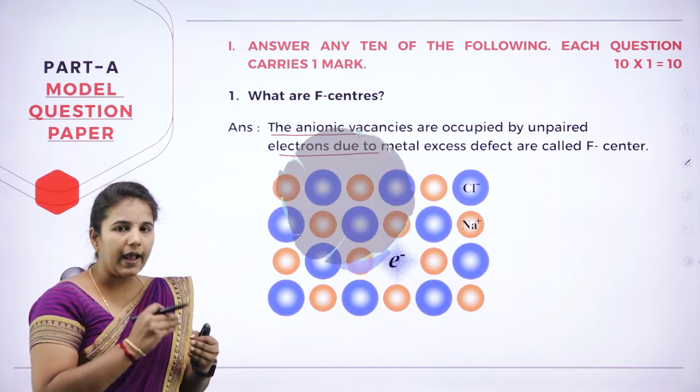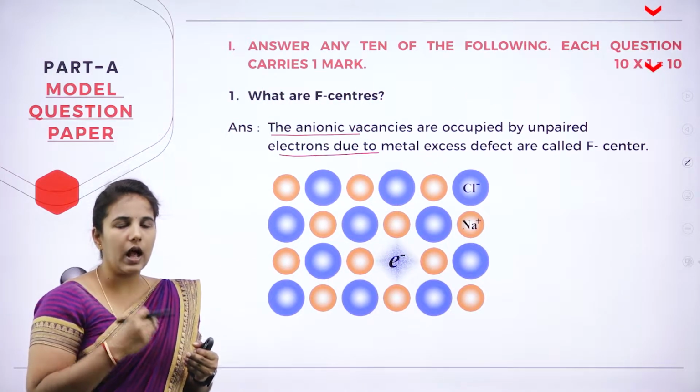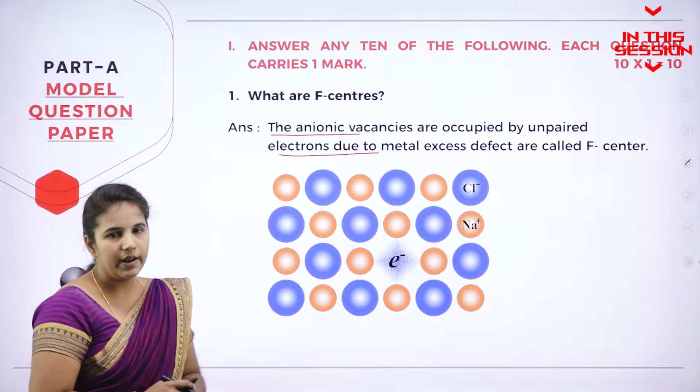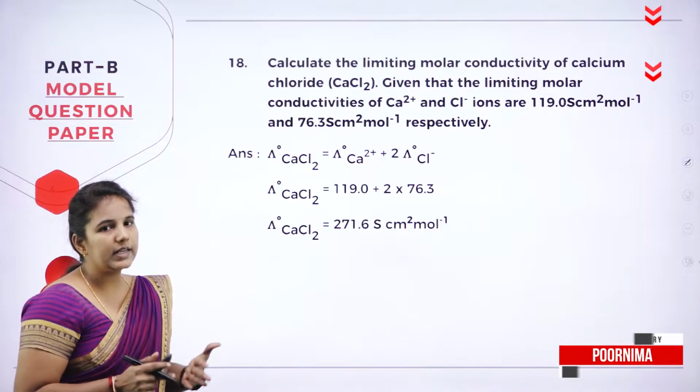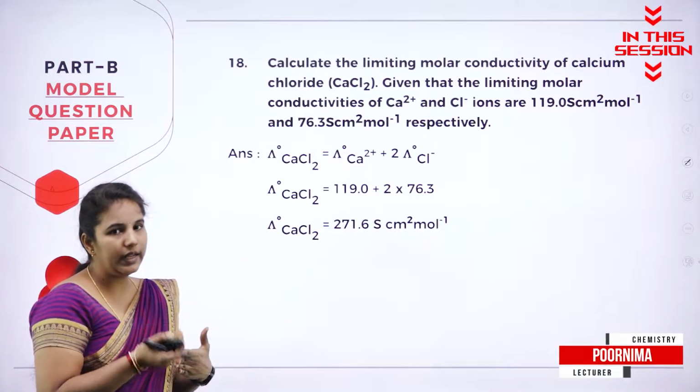If you write anionic vacancy, in which unpaired electrons are occupied due to the metal excess defect, what is it known as? F center. Limiting molar conductivity is obtained by adding the molar conductivity of each ion.